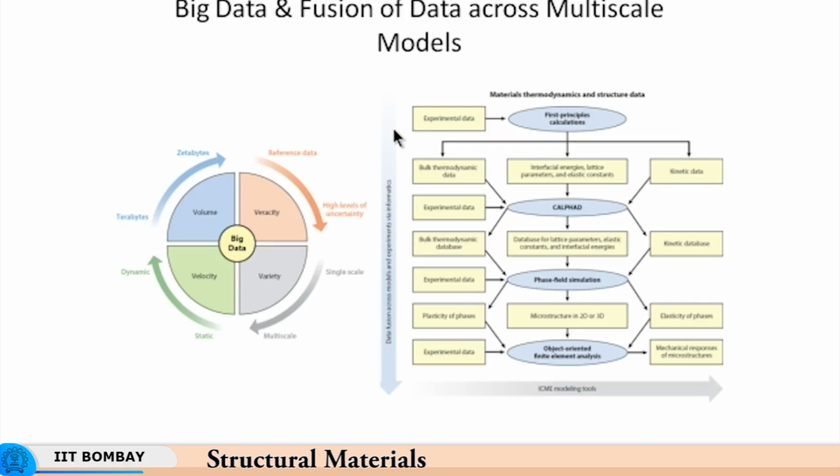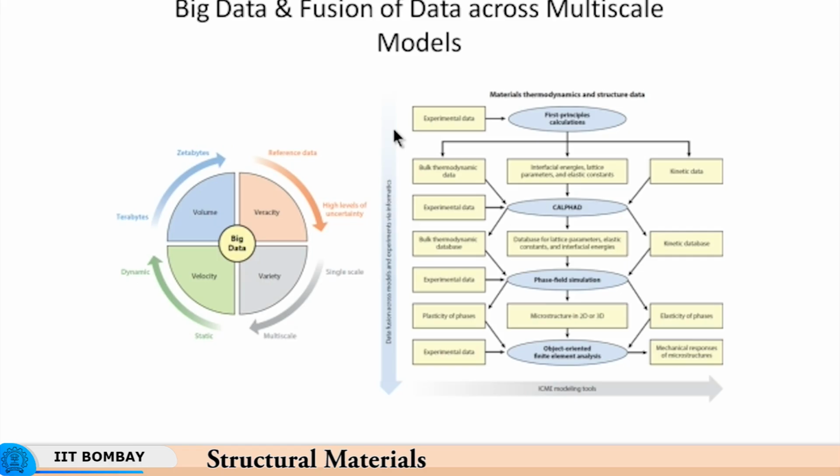Now, we therefore see the various attributes of big data and fusion of data across multi-scale models. So, we have 4 attributes of big data: veracity, variety, velocity and volume. So, you have a big variation in terms of reference data, which is absolutely certain and reliable, to data which has very high levels of uncertainty. These are the 2 extremes of data veracity.